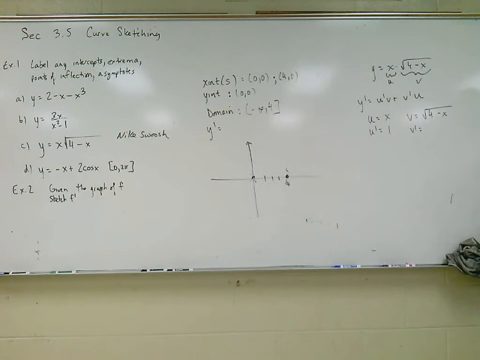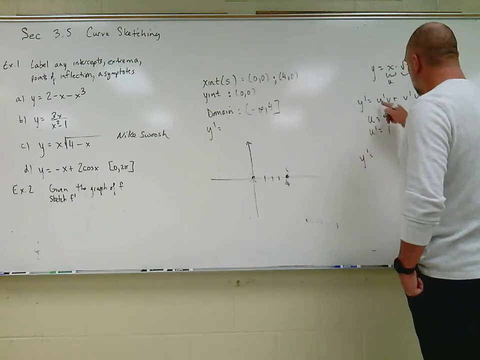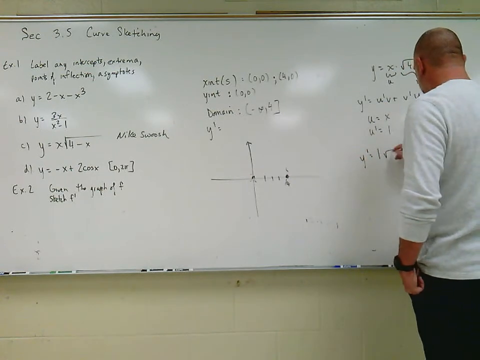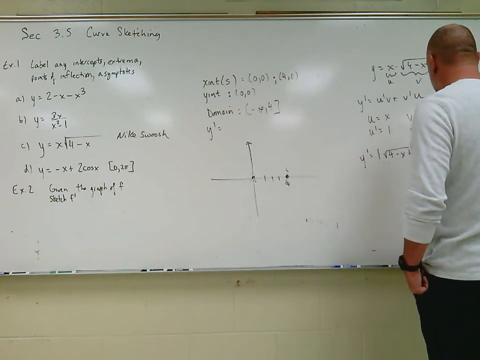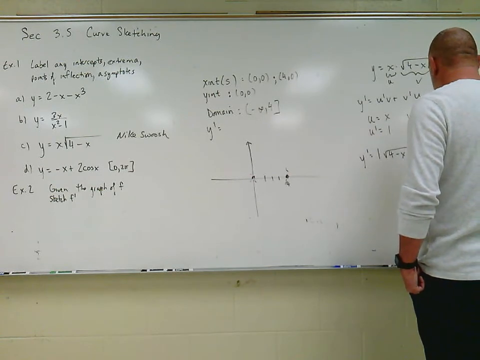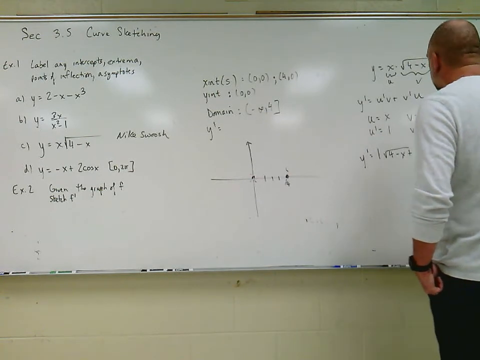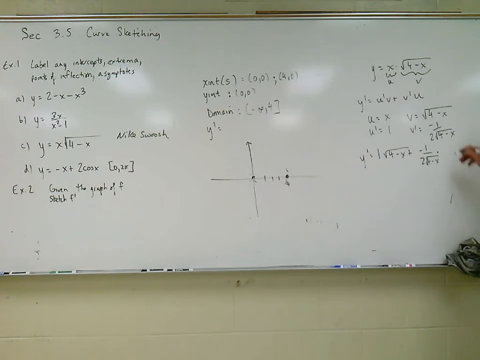So the way, remember how we do the derivative of a square root. It's the derivative of the inside, which is what? Over 2 square root. Okay. So u prime over 2 square root of u. And then I sub everything in. So let's see. 1, v is square root of 4 minus x. Plus v prime, negative 1 over 2 square root of 4 minus x. Times u, which is x.